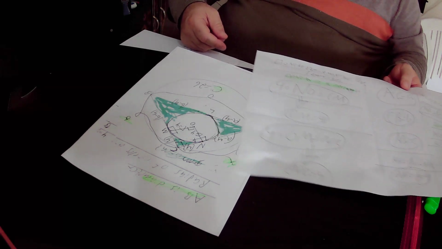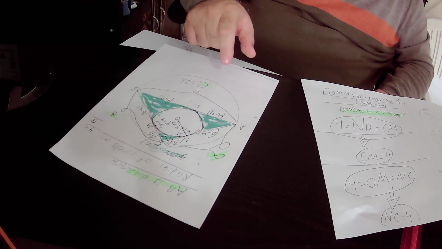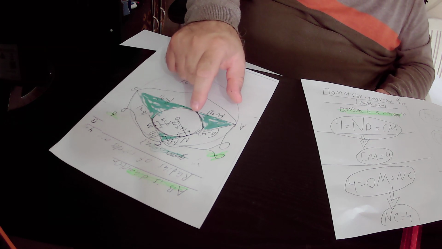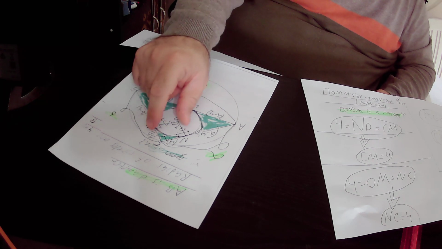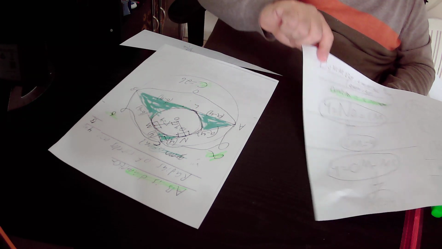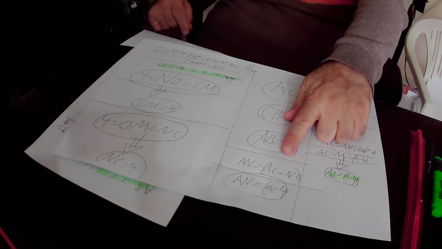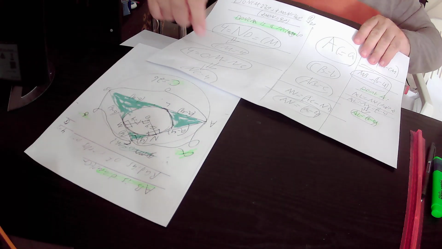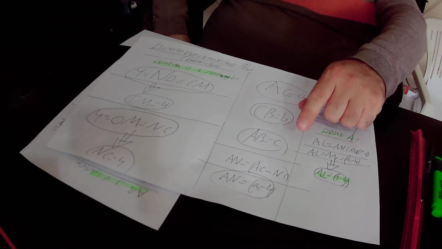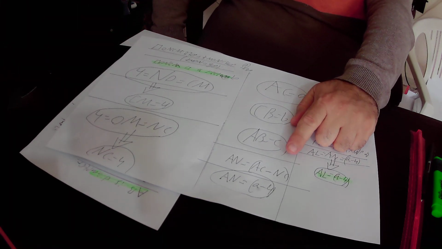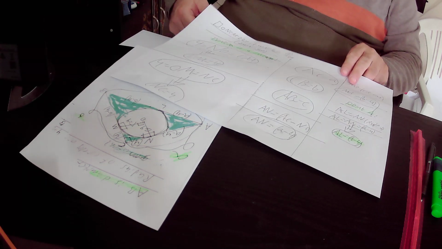And we found out the length of line segment AN. From the drawing it is very easy to see that AN equals AC minus NC. AC equals A, and NC equals 4. So in conclusion, we found out that AN equals A minus 4.